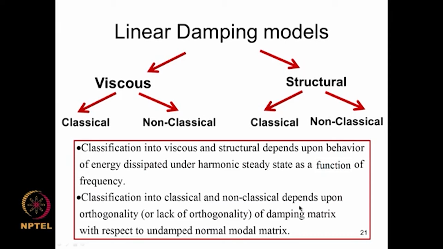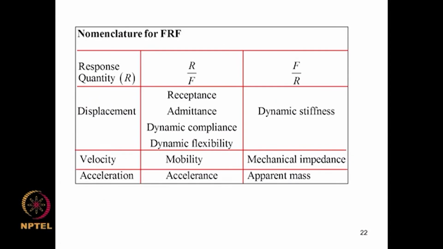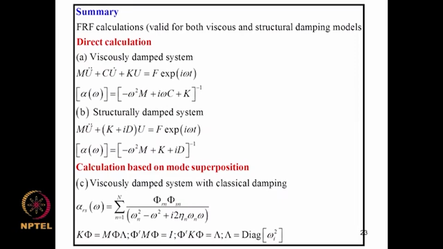And in doing so we introduced several quantities like receptance, mobility, accelerance, dynamic stiffness, mechanical impedance, apparent mass, and so on and so forth. So, for the FRF calculations, that is the representation of system response in frequency domain, we developed several methods. For example, in a viscously damped system, one could directly invert the dynamic stiffness matrix and get that, and a similar strategy can also be adopted for structurally damped systems.